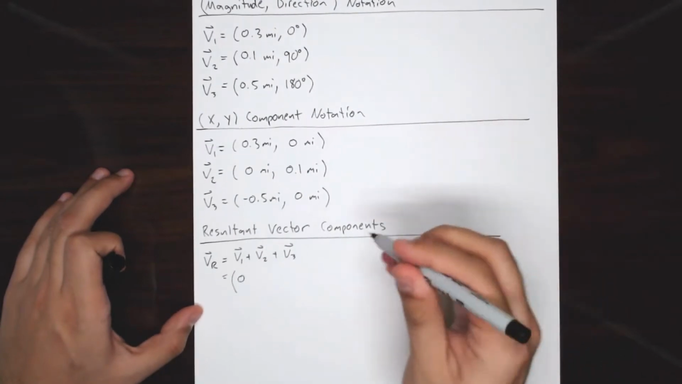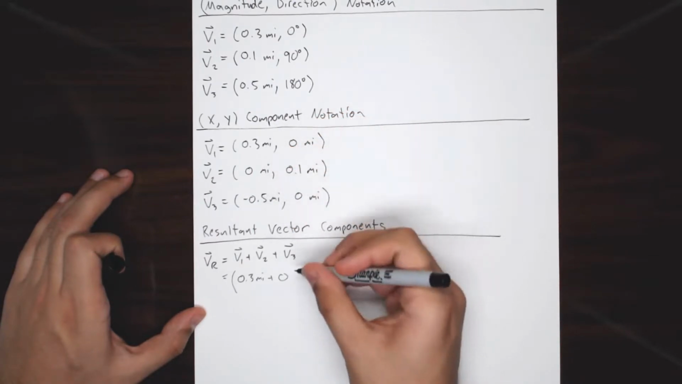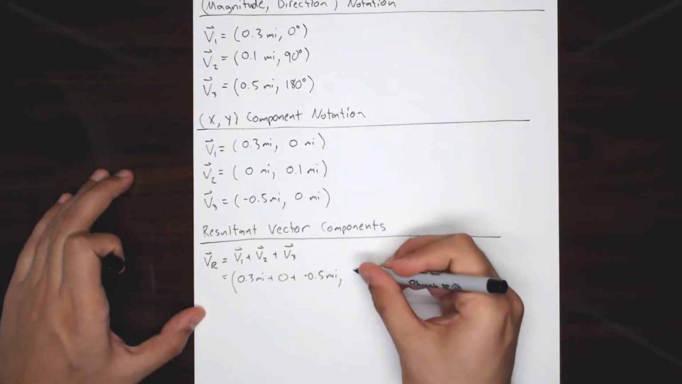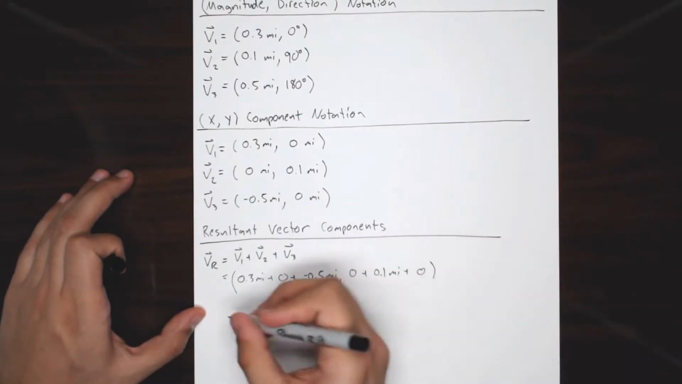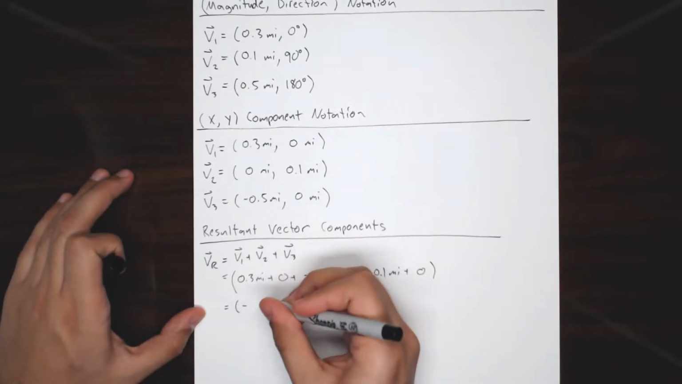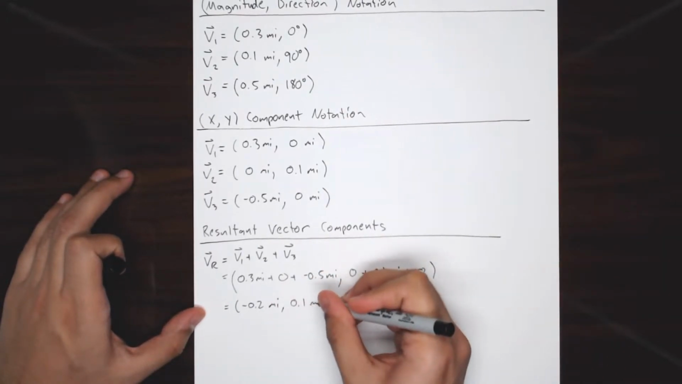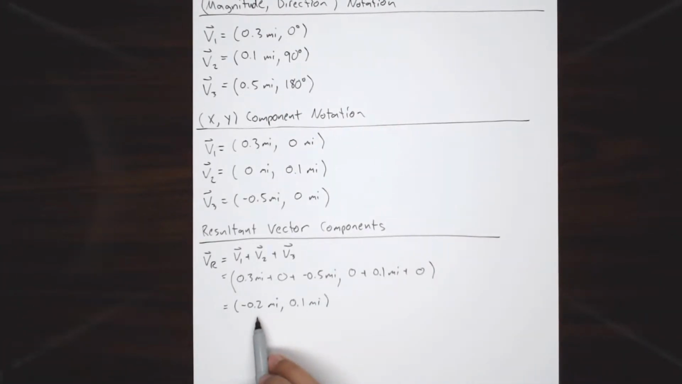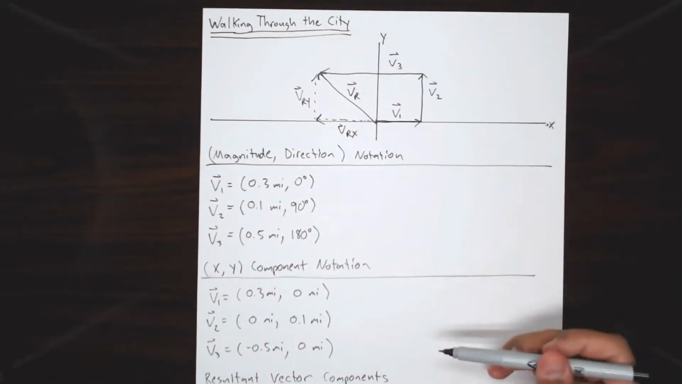This is the x component of VR, and this is going to be the y component of VR. This x component will just be 0.3 miles plus 0, I'm adding these three numbers, plus negative 0.5 miles, comma, and now we just add these three. So 0 plus 0.1 miles plus 0. Okay, the negative 0.5 and the 0.3 come together to give us negative 0.2 miles. And over here for y, we just have positive 0.1 miles. Okay, so we now have the x and y components. This negative 0.2 is the VRX, and the 0.1 is the VRY.